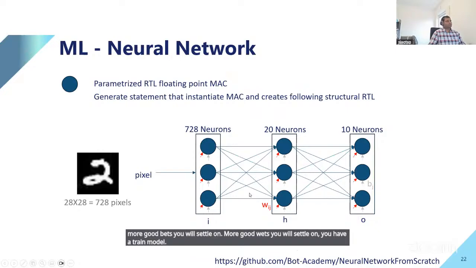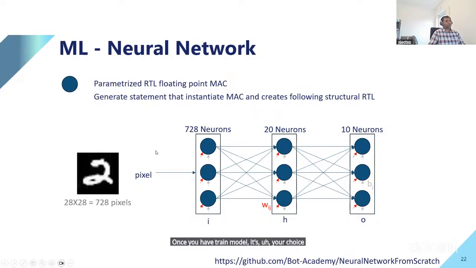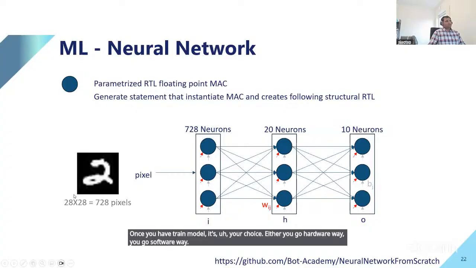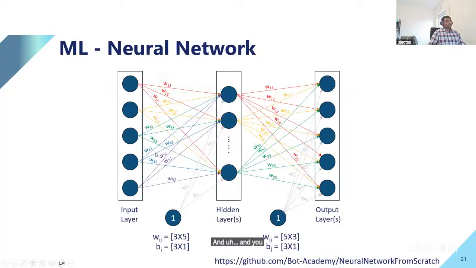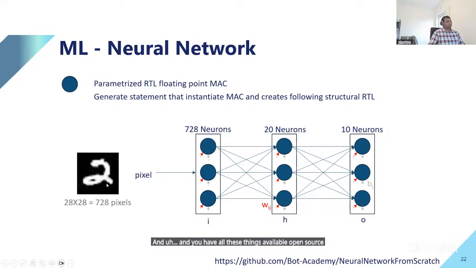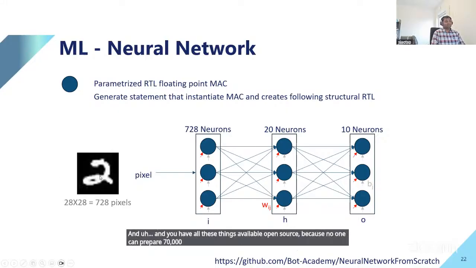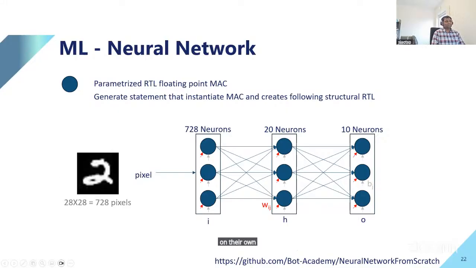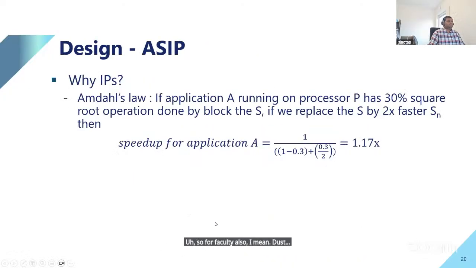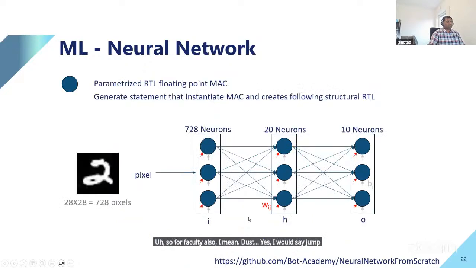Once you have a trained model, it's your choice. Either you go the hardware way or you go the software way, and you have all things available open source, because no one can prepare 70,000 images on their own, to be honest, of 28 by 28 pixel size. So basically all the raw material is available for you. So for faculty also, I will say jump in. It's a really good jump start here.